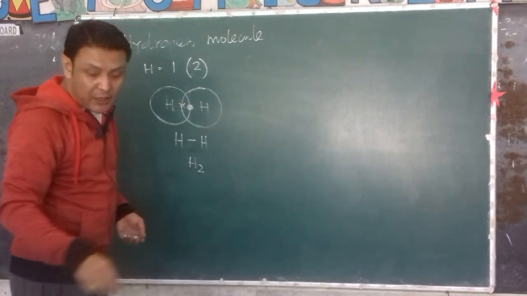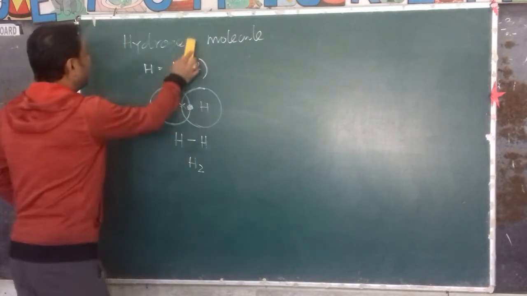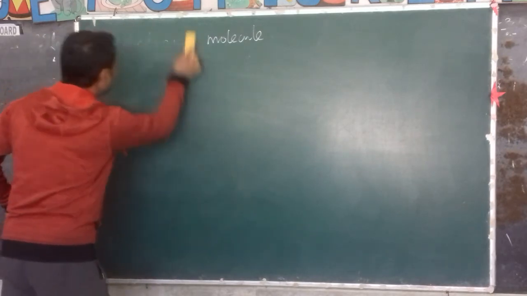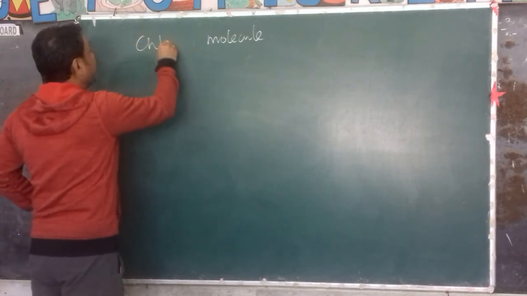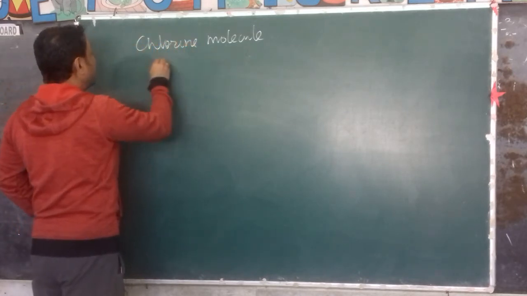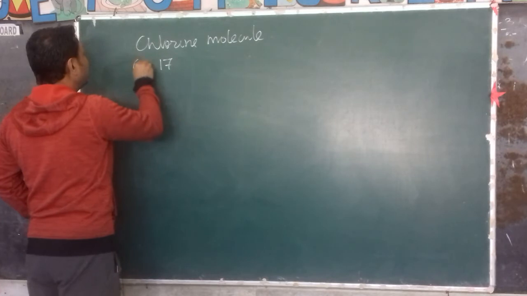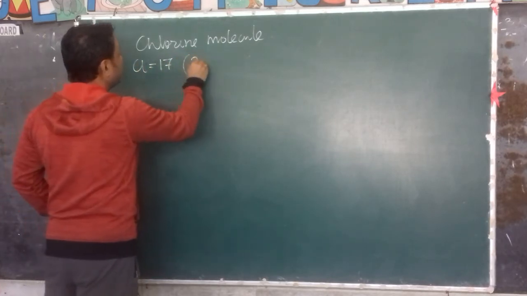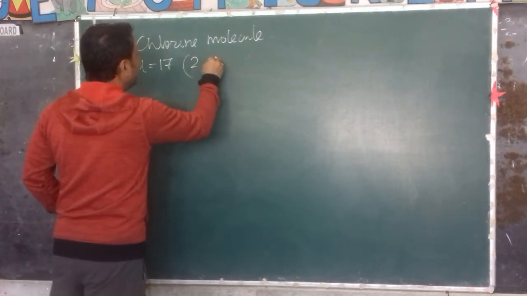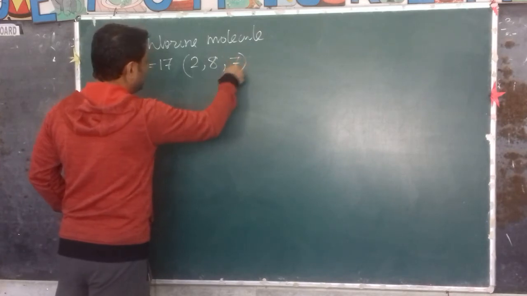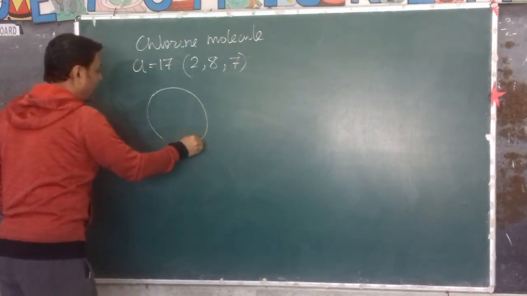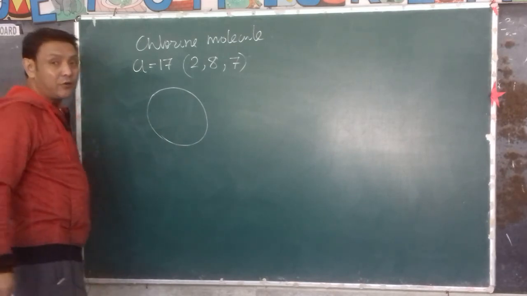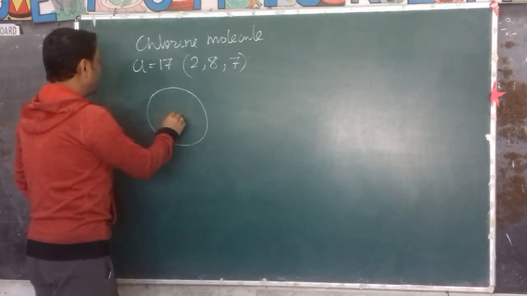Now we talk about what? Chlorine molecule. All right. So chlorine atomic number is 17, and the electronic configuration is 2, 8, and 7. So we are interested only in the outermost shell. So we will draw only the outermost shell.